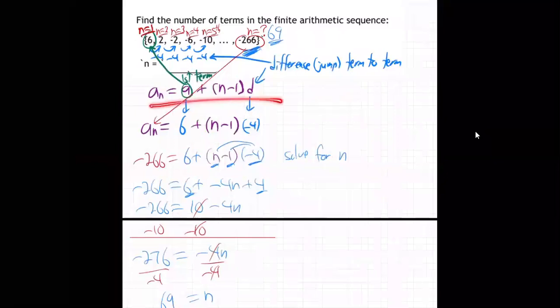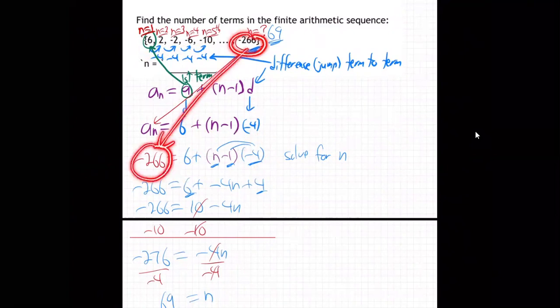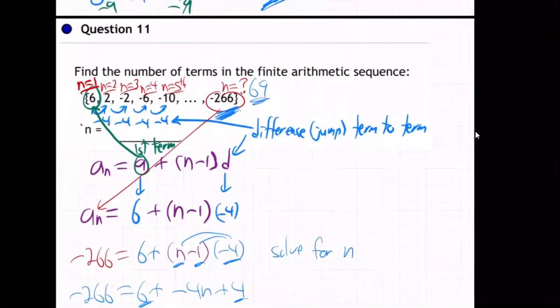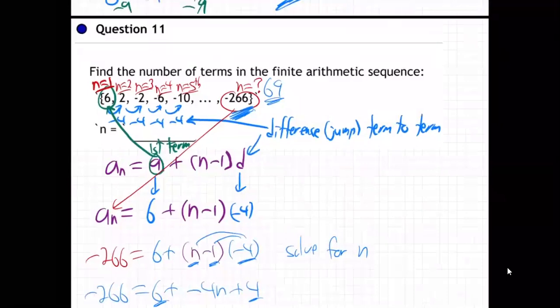So how did we do that? We took the formula, a n is a1 plus n minus 1 d, plugged in the first term of 6, plugged in the jump between term to term, -4, back here for d. And then we want to know what term number comes out -266. So plug in -266 and solve for n. We got n is 69. That's the 69th term that does that. There we go.